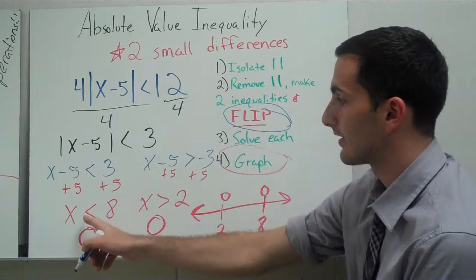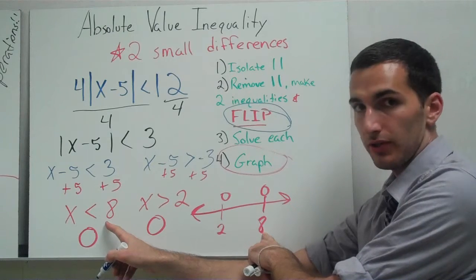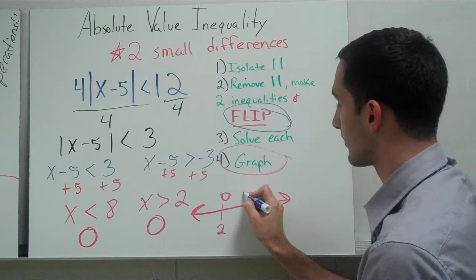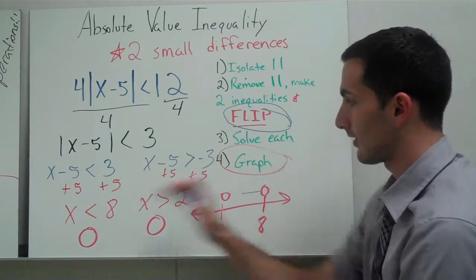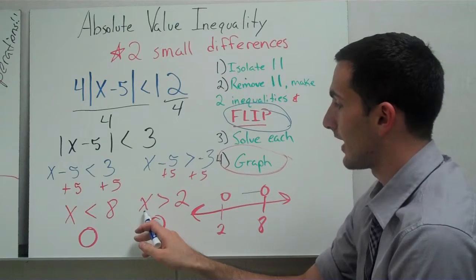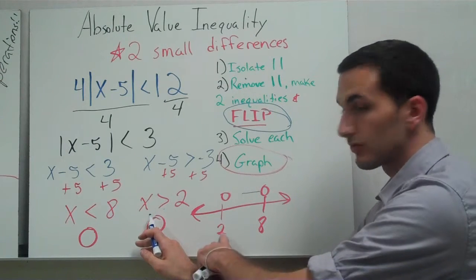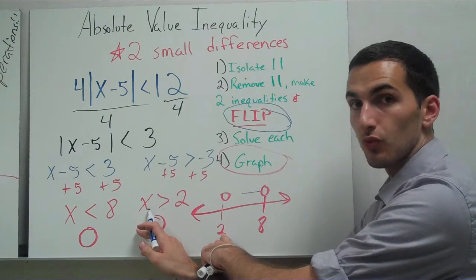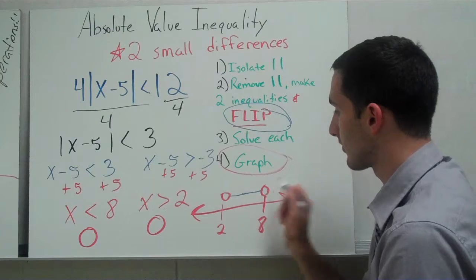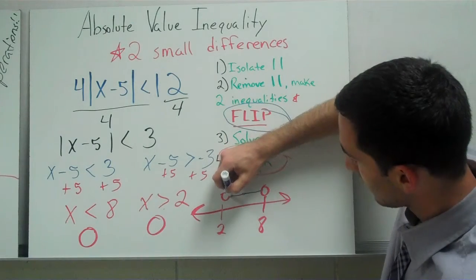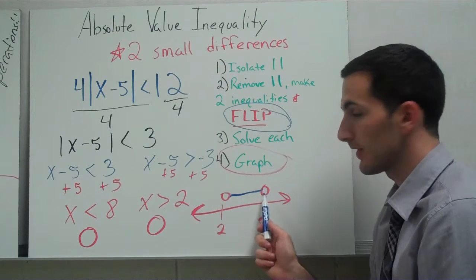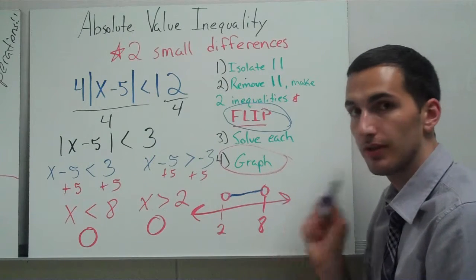Alright, so it says x is less than 8, so I'm going to look for 8. 8's right here. It says x is less than that, so that means my line must be going to the left from 8, because it's less than. To the left on a number line is less than. This one says x is greater than 2, so I got to find 2. 2 is right here. Greater than is to the right, so that line must be going to the right. And as we can see, our 2 lines will connect. And the possible values of x are between here and here, between 2 and 8.